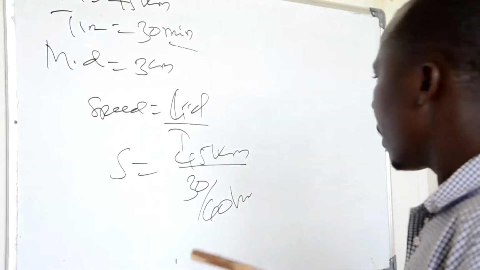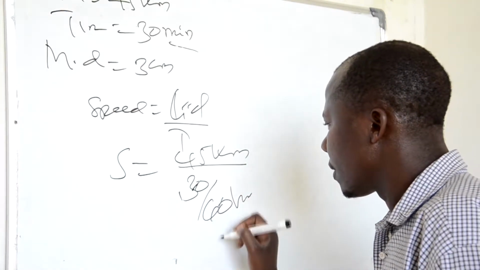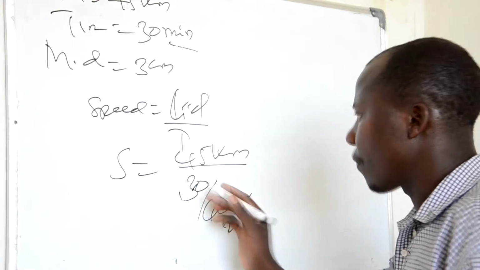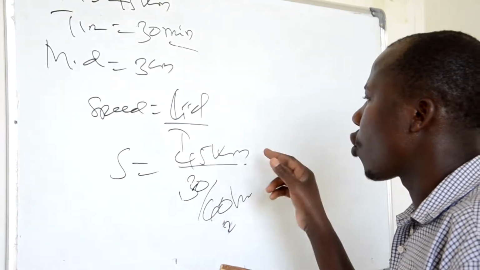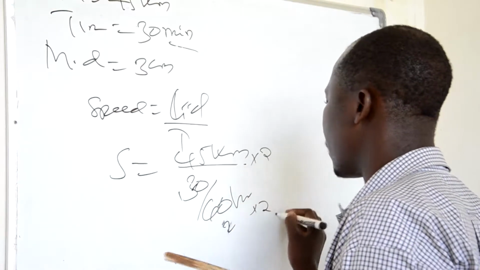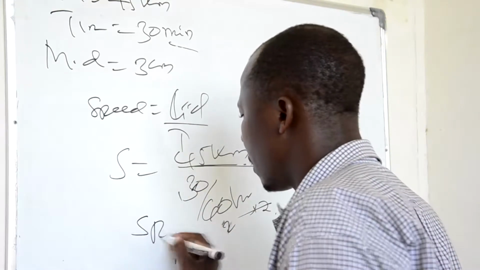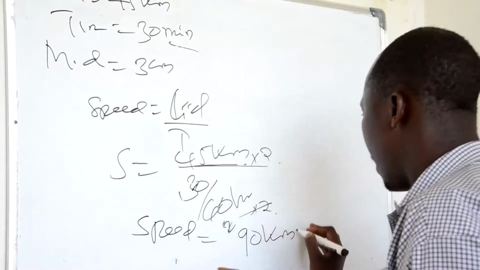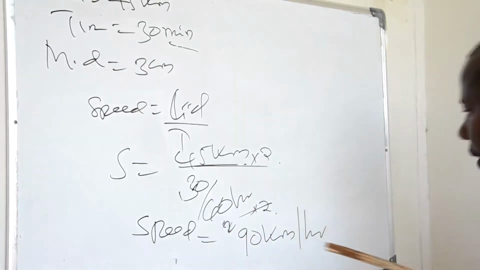By calculation, 30 divided by 30 is 1, 60 divided by 30 is 2. Therefore, it will be a half. Times 2 both sides, this will be cancelled, and the speed is equal to 90 km per hour, because the hour was not cancelled. Therefore, it will be 90 km per hour.